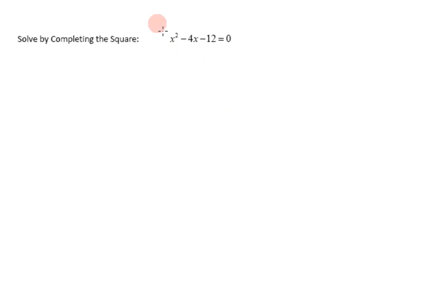Same function, but complete the square. Remember, we only complete the square on these two. So x squared minus 4x equal to 12. I added a 12 to both sides here. Okay, then I'm going to take half of this guy.